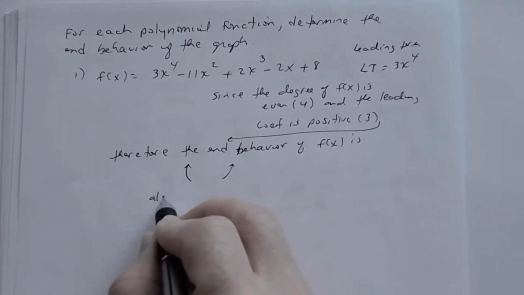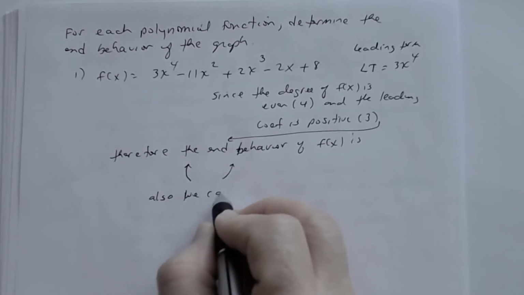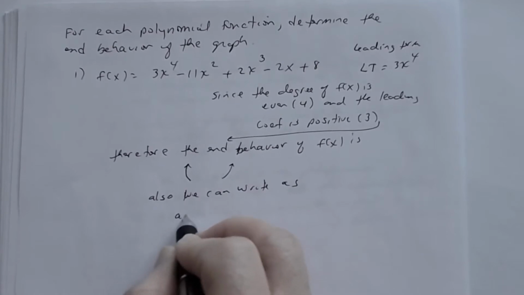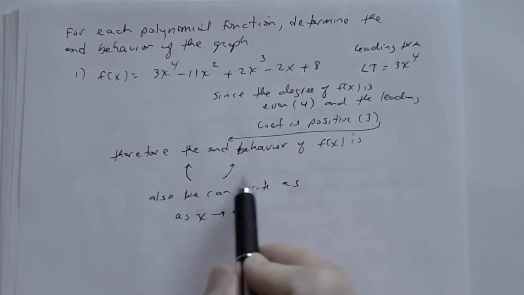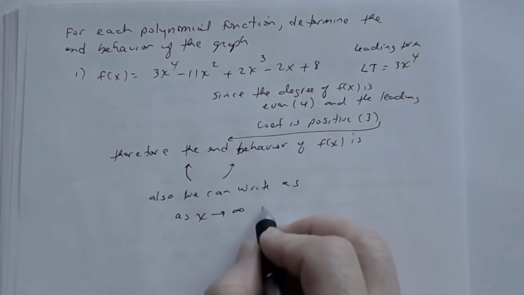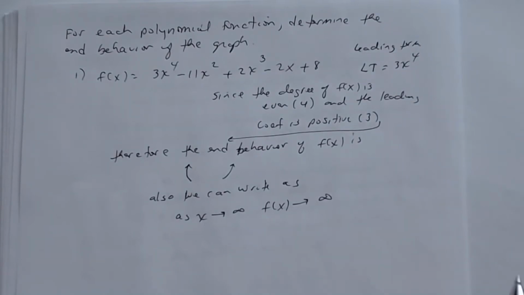So also, we can write it as this. As x approaches infinity, so that's the right side. As x gets bigger and bigger and bigger, what's happening to these y values? Well, these y values are getting more positive. So that means that f of x approaches infinity.